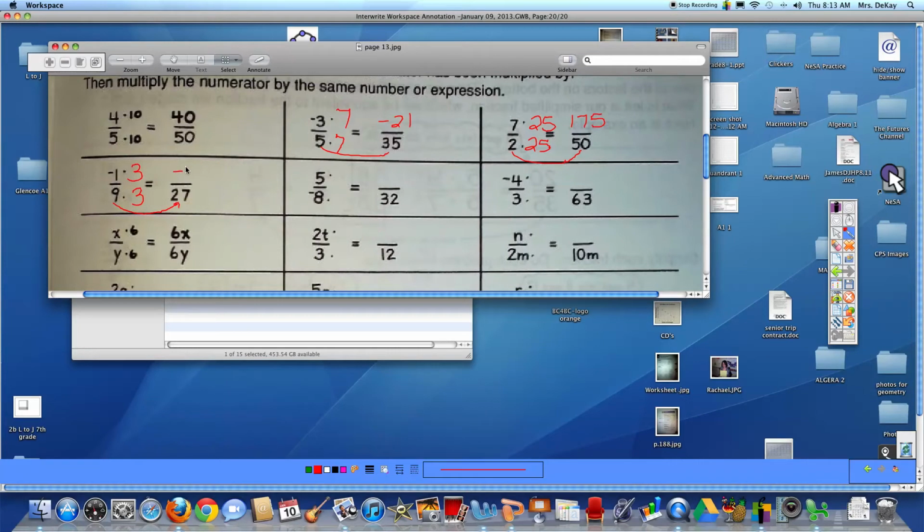Negative 3. Actually, you guys, if you just want to leave this page blank and just watch me do it, that's fine. Okay? You just stay with me so you don't miss anything.